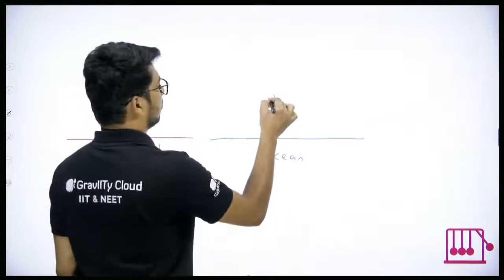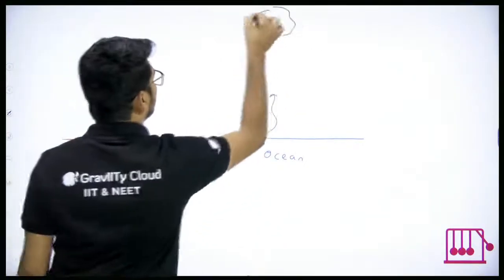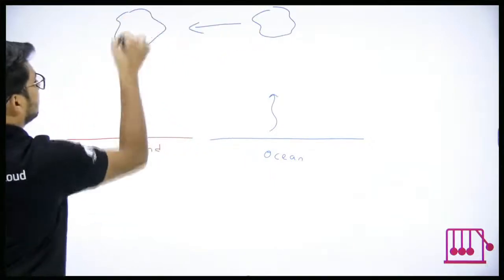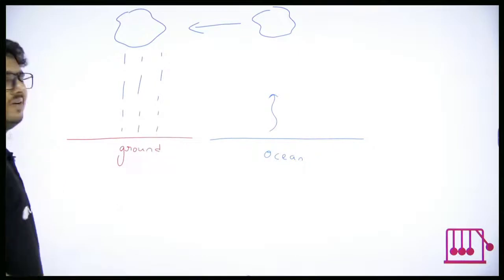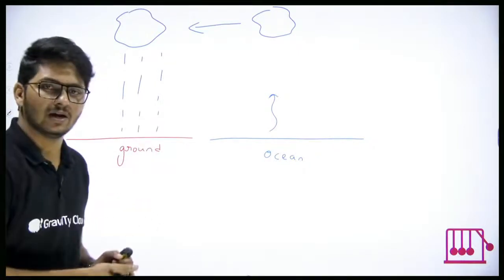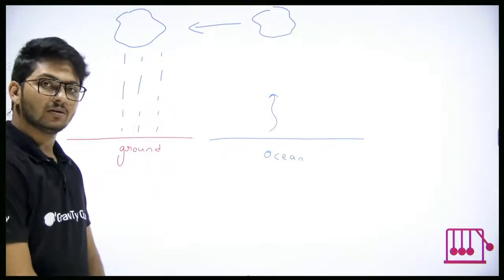So from the ocean, water is going away, escaping. Clouds are formed. Clouds come here. Rain occurs. Now, if only this process is happening, then how come water in ocean is not decreasing?